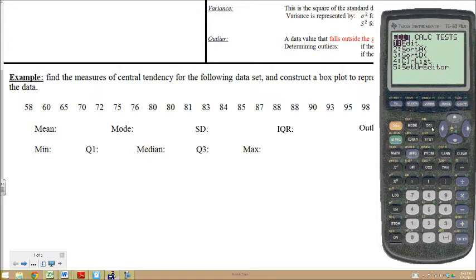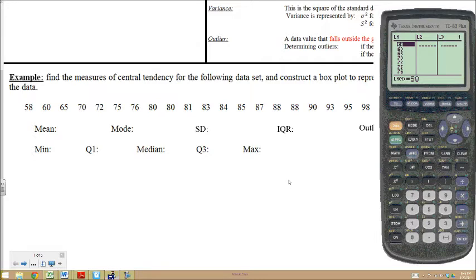Once that comes up, I'm going to have a series of options. I'm going to select Edit by pressing 1. And that will allow me to enter these values into a list. Now, I've already entered these values to save time. And basically, exactly as you see them, you type them into the list one after the other.